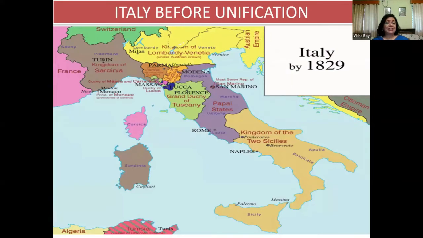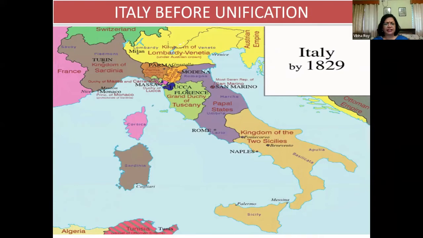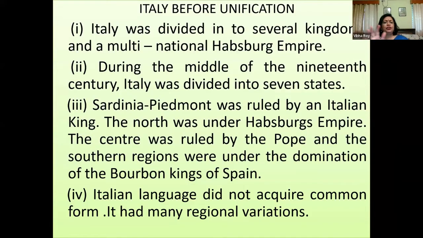Now, how did Italy look before the unification? There were so many divisions there in Italy. Before unification, it was divided into several kingdoms and a multinational Habsburg empire. All these places had their separate empires which had to be removed and nations had to be formed. So during the middle of the 19th century, Italy was divided into 7 states.